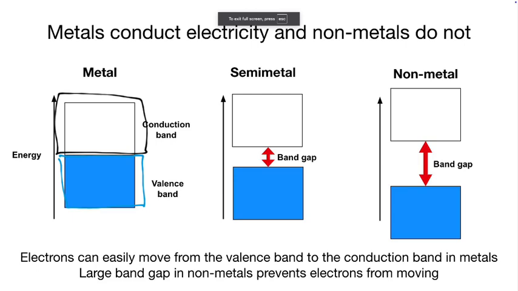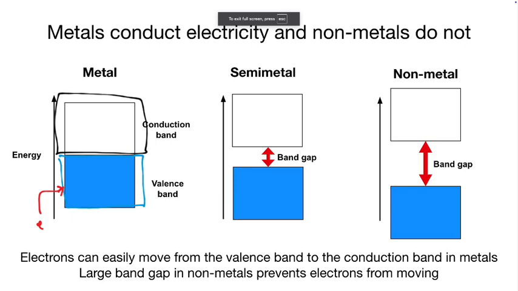Okay? And so when we're looking at our metals, when we put an electric current to it, our electric current can cause our electrons to excite from our valence band into that conduction band really quickly and easily, and so our electrons can effectively oscillate back and forth and move from one side of our material to the other side.